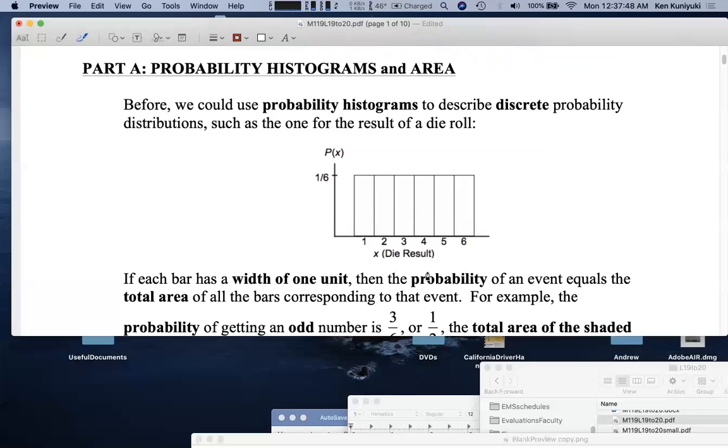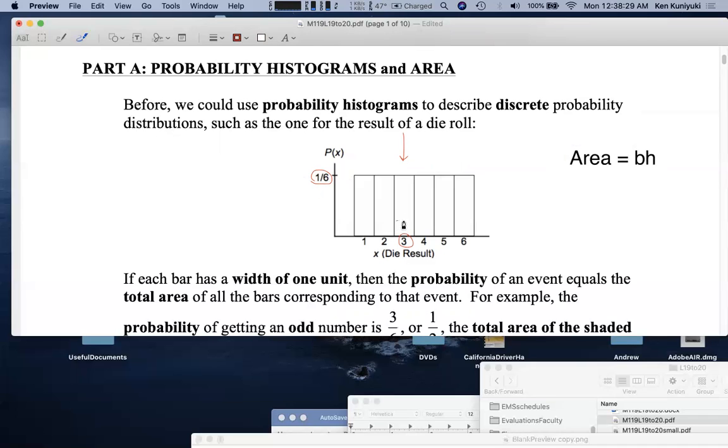Before, we could use probability histograms like these to describe discrete probability distributions, such as the one for the result of one die roll. And this is an example of a discrete uniform distribution because the probability for each possible face was the same. It was 1/6. So for example, what's the probability of getting a 3 on one die? Well, it corresponds to the area of the corresponding bar. And how do we get the area of this corresponding bar? Well, you know the formula, area of a rectangle is given by base times height.